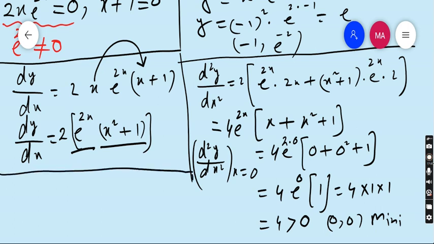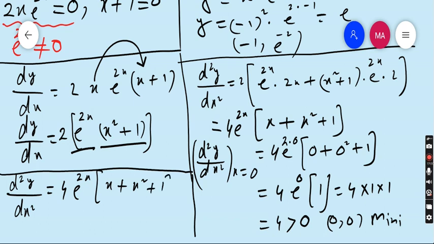Now take the second derivative again. d²y/dx² equals 4e^(2x) into (x + x² + 1). This time you have to substitute the value x = -1. This is the second stationary point.